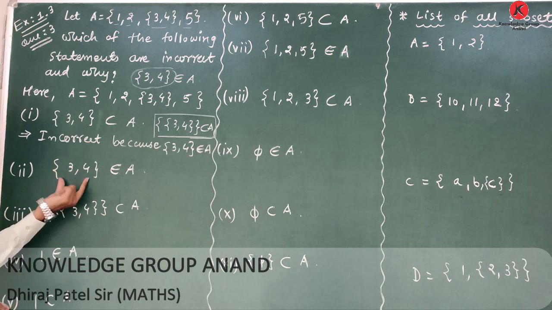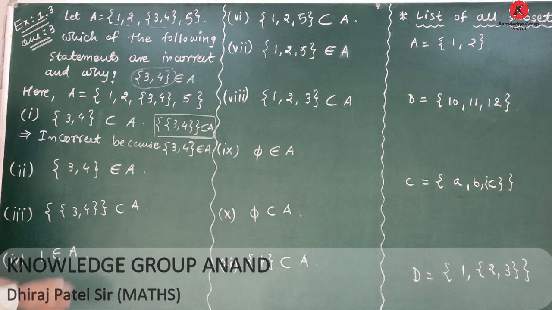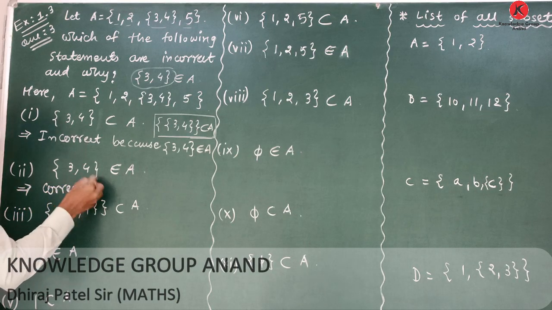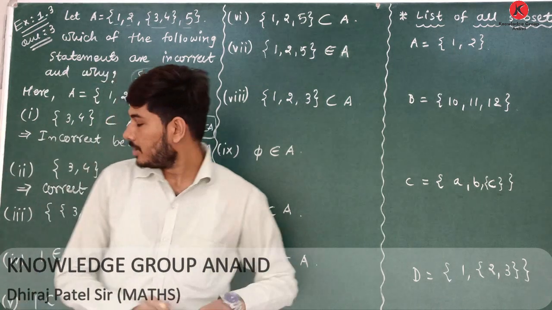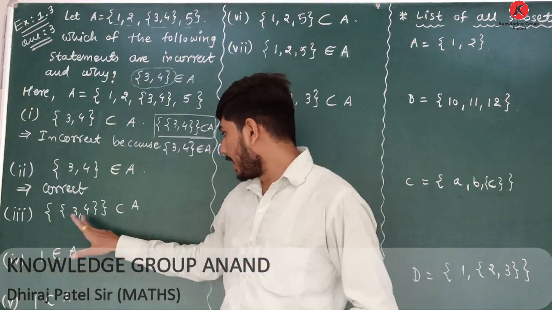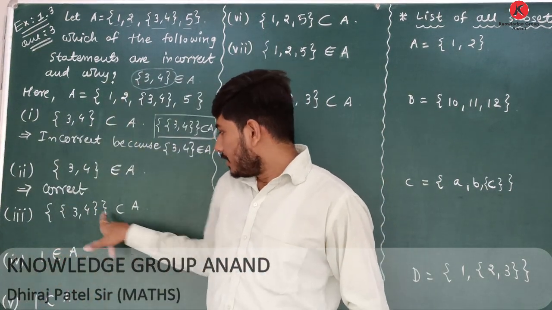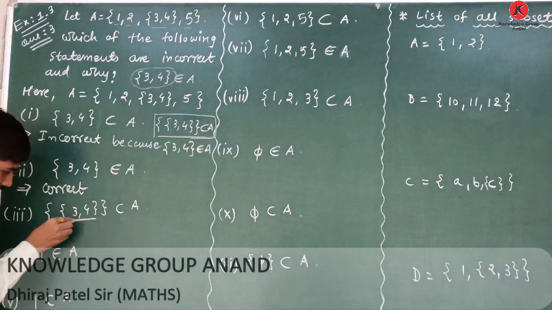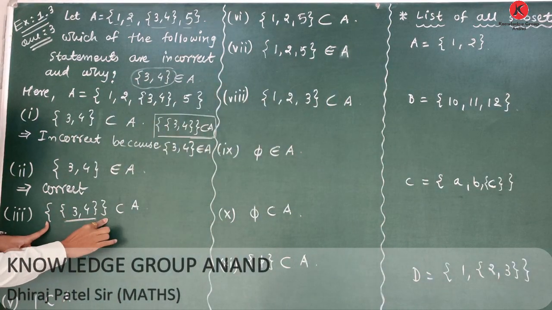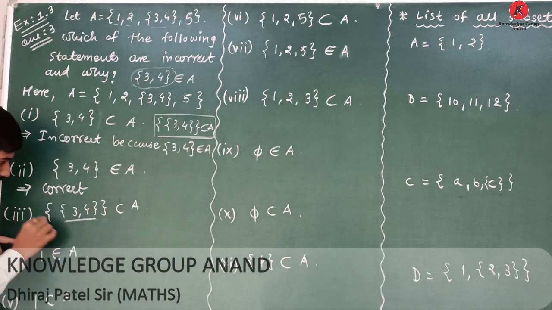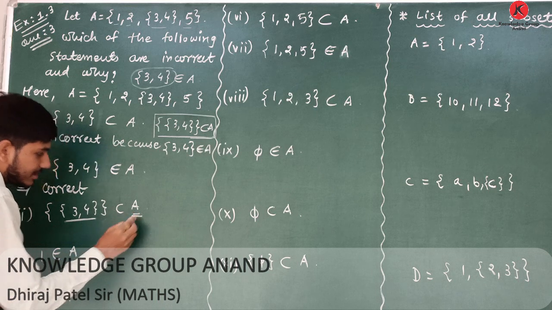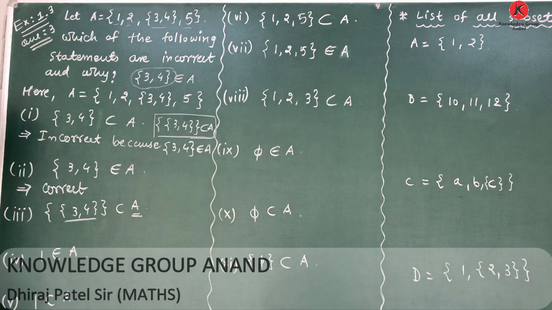We know that this is the element of set A, therefore it is the correct statement. Next one, curly bracket 3, 4 is a subset of A. This is an element and again the curly bracket is there. Therefore this is a set and this set is in set A.